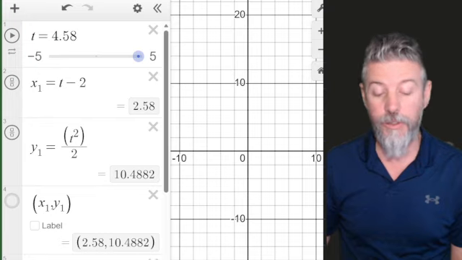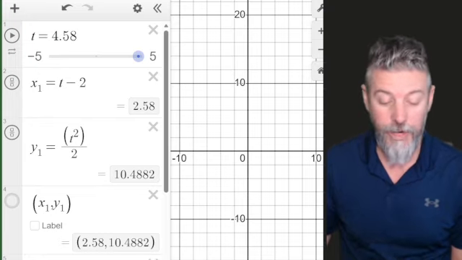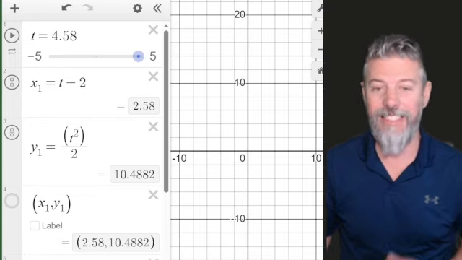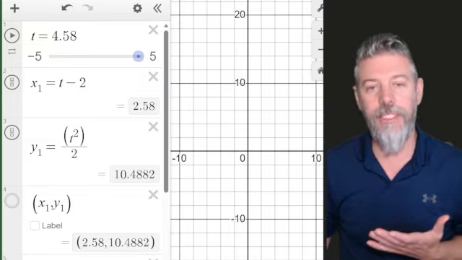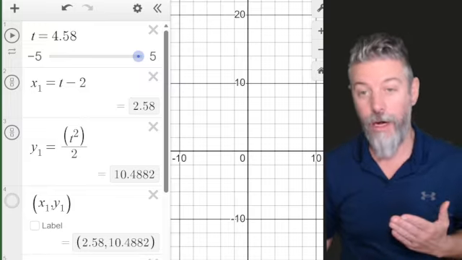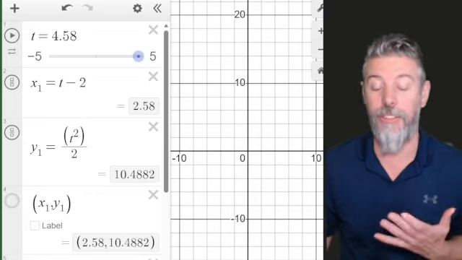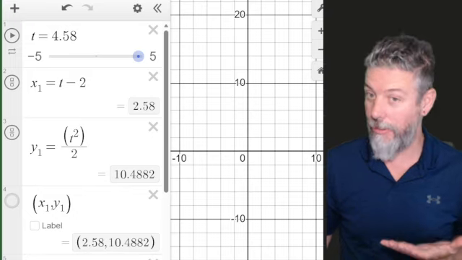So you can see that those both have values. Currently, the value of x is 2.58, and y is 10.488. So the t value is giving me an x value, while the t value is giving me a y value. It's giving me two values at one time, which is essentially creating a point.